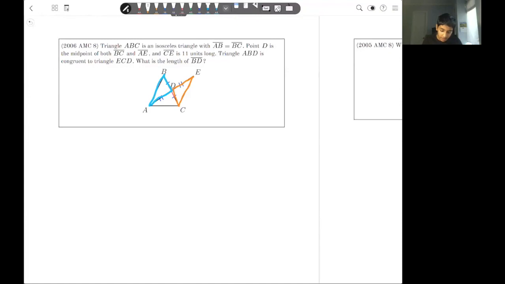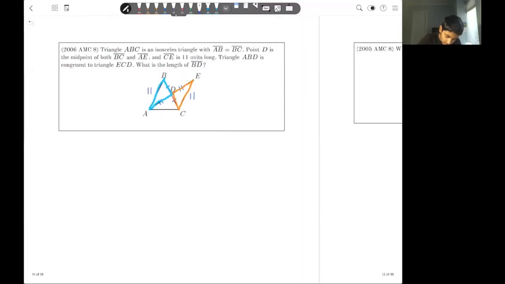And what does that mean, really? Well, we're asked to find the length of BD. We know that CE is 11 units long. So we know CE is 11, right? But we know that ABD and ECD are congruent. So if EC is 11, BA is also 11, because we're given that they're congruent.